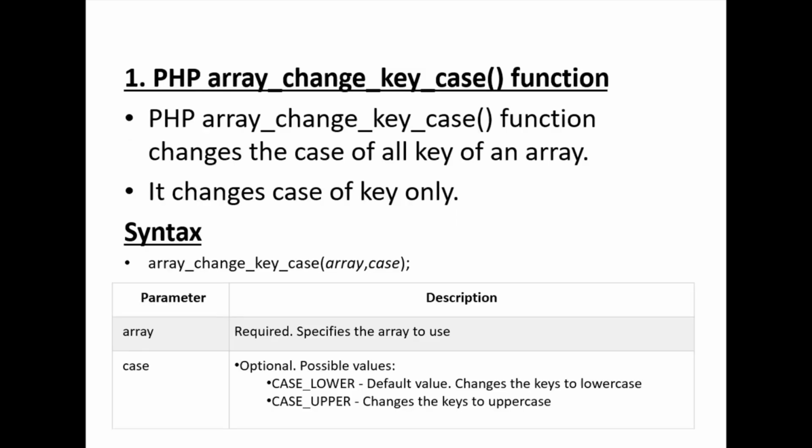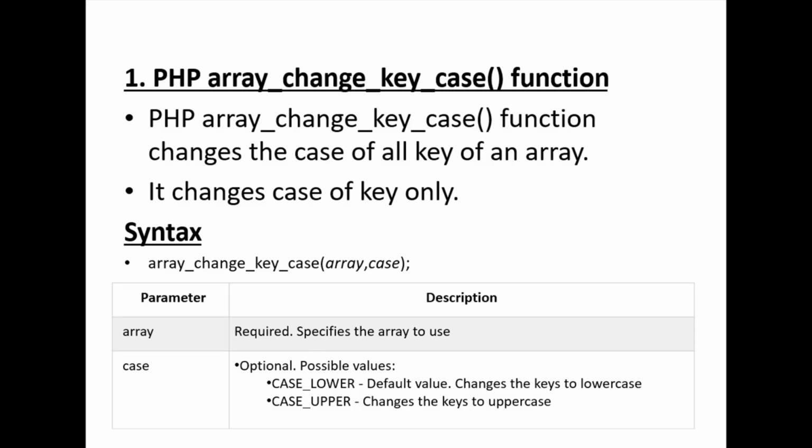Then array functions. What are the different functions that are applied to the arrays? The first one is the PHP array_change_key_case function. It changes the case of all keys of an array. So whenever you want to change the case of any key, you use this function. It changes the case of the key only, not the values.